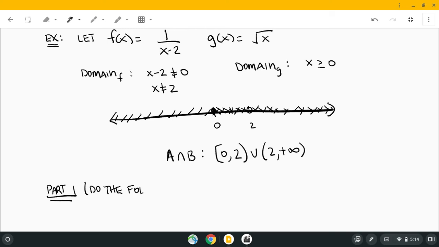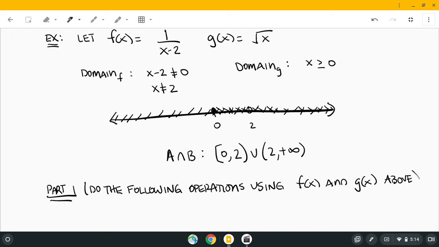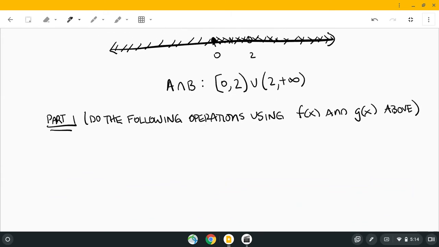Do the following operations using f of x and g of x above. Okay, so f of x is 1 over x minus 2. Here, I'll just write it again. 1 over x minus 2. And g of x is square root x. Okay.